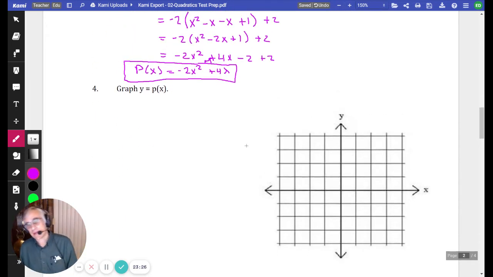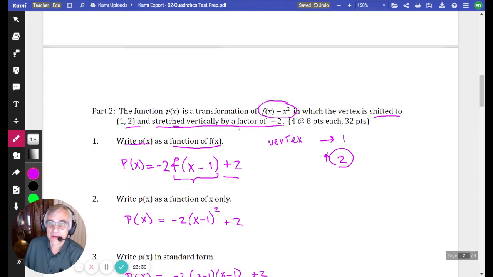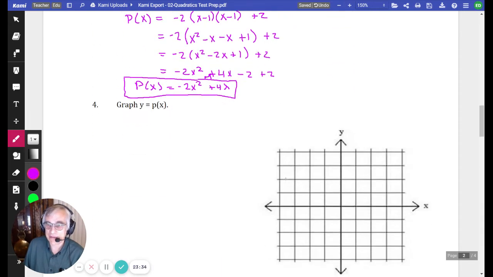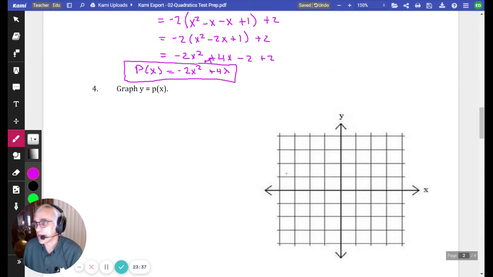Graph it. Okay, this is so nice. So up here in the description was everything we need to know to graph this. We know that the vertex is at 1, 2. So we can go to 1, 2 on the graph and say, there's our vertex. I even write it in, vertex.